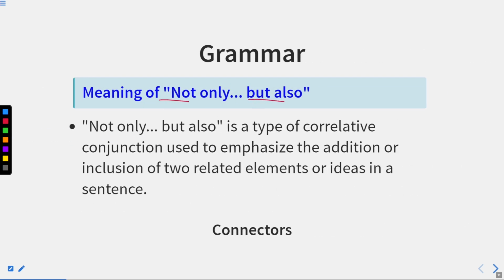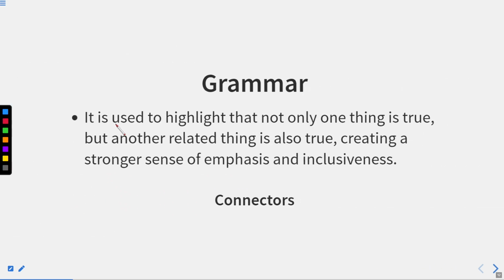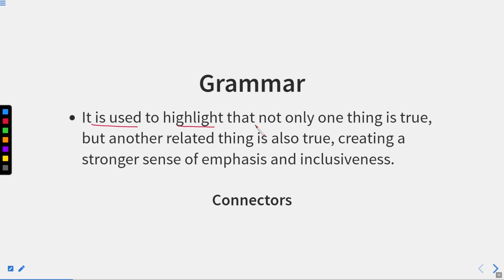Meaning of not only but also. Not only but also is a type of correlative conjunction used to emphasize the addition or inclusion of two related elements or ideas in a sentence. It is used to highlight that not only one thing is true, but another related thing is also true. It means whenever we have the word not only, we also have a pair with it, that is but also. It means this is actually a pair conjunction or a correlative pair of conjunction.